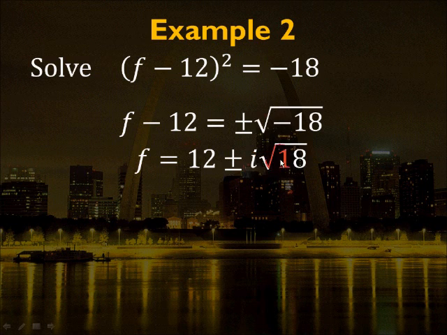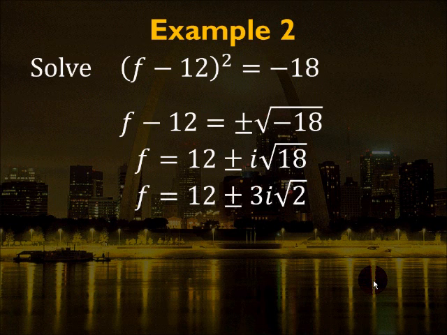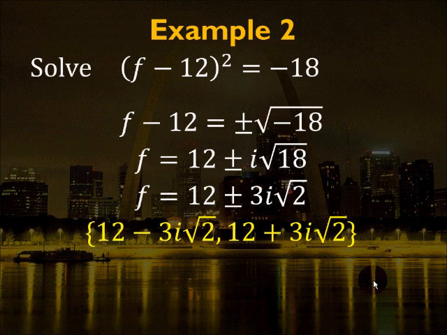Well, now you just have to simplify the radical 18, and when you do that, you should get f equals 12 plus or minus 3i root 2. And those represent your two answers. Don't forget to put them in a solution set. 12 minus 3i root 2, 12 plus 3i root 2.